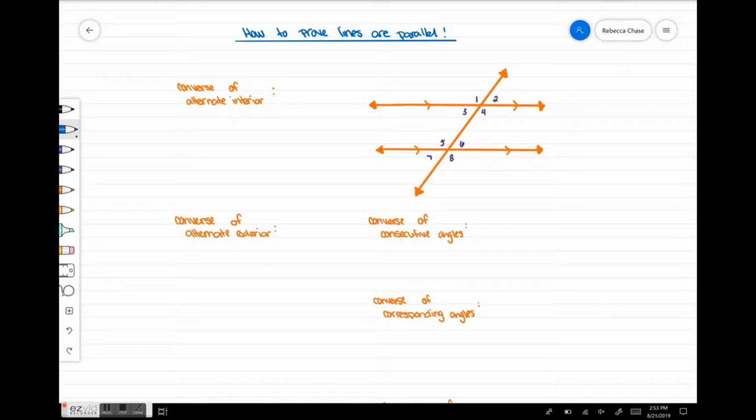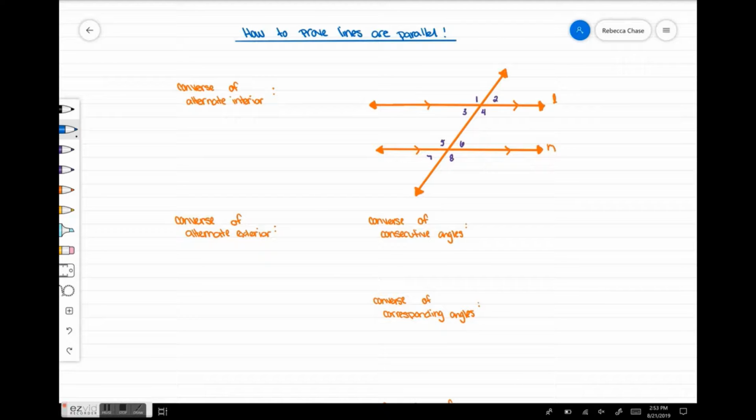Now we're going to flip that a little bit, and we're going to say, well, what if we are trying to prove that the lines are parallel? What we can use is converse theorems. So what that means is we flip the theorem to prove it the other direction. So it was similar to when we were working with biconditional statements. It was true both ways.